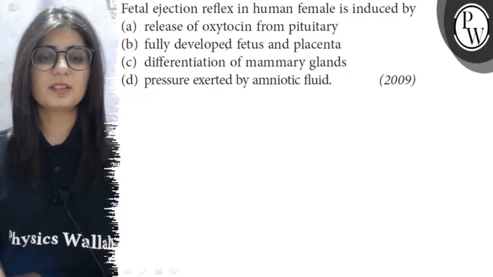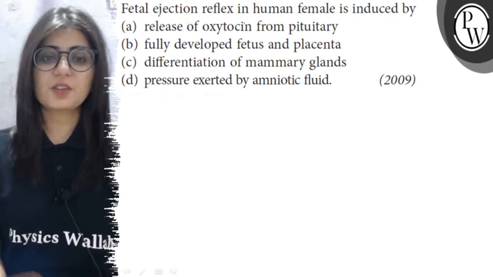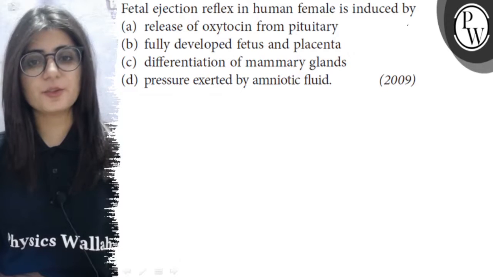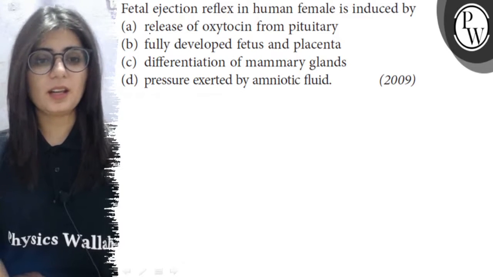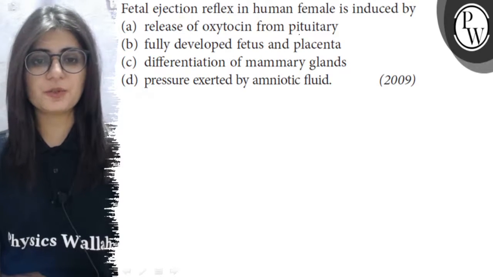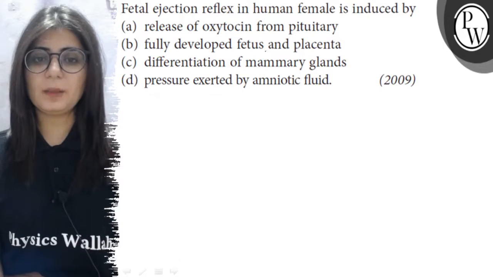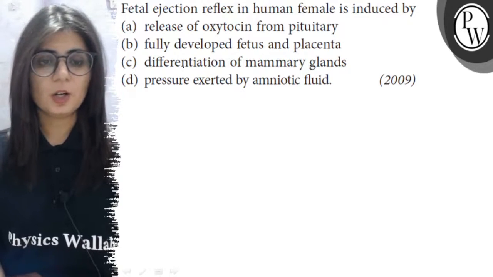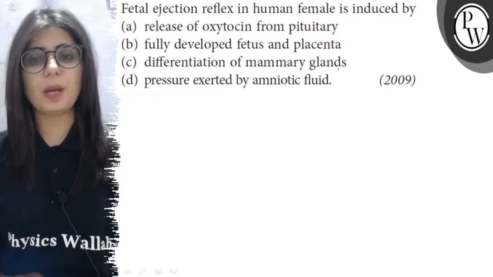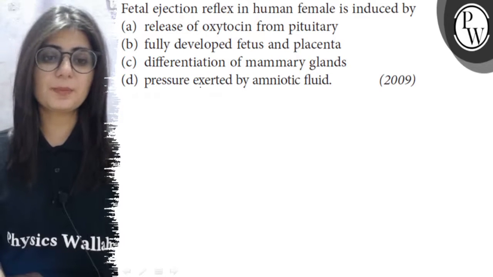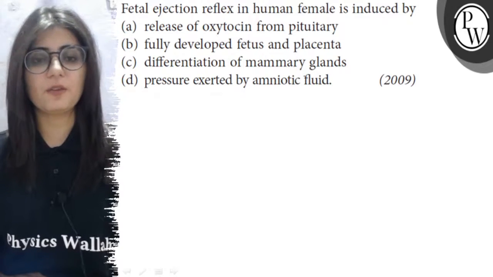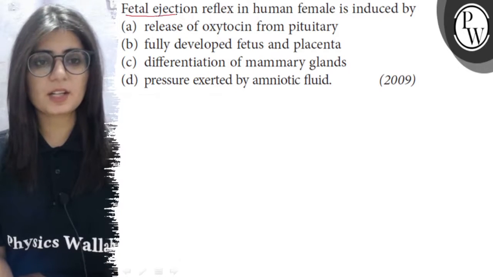Hello bachcho, here the question is: fetal ejection reflex in human females is induced by, and the options are A. Release of oxytocin from pituitary, B. Fully developed fetus and placenta, option C is differentiation of mammary glands, and option D is pressure exerted by amniotic fluid. So let's see what is fetal ejection reflex.